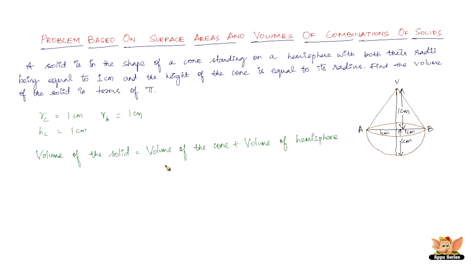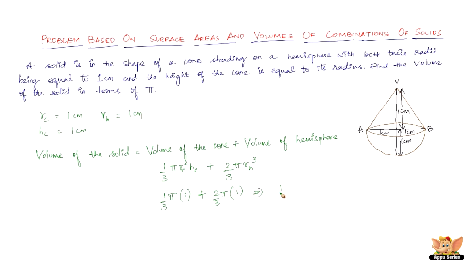So the volume of the cone is nothing but 1 by 3 pi r square h, but in this case it is rc square hc, plus the volume of the hemisphere, which is nothing but 2 by 3 pi rh cube. It is 2 by 3 pi r cube, but in this case we've taken it as rh to avoid confusion. So now it is 1 by 3 pi. The radius is 1, so therefore 1 square is 1. The height is also 1, so it is times 1, plus 2 by 3 pi. It is again 1. 1 cube is 1.